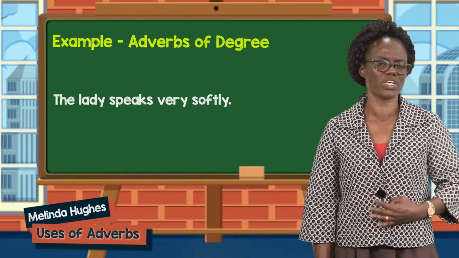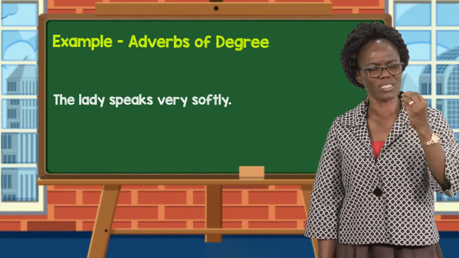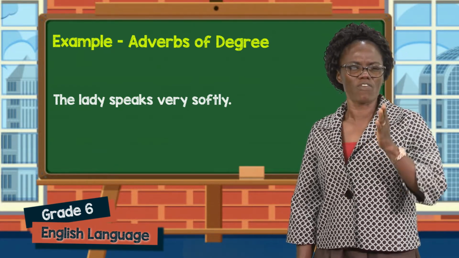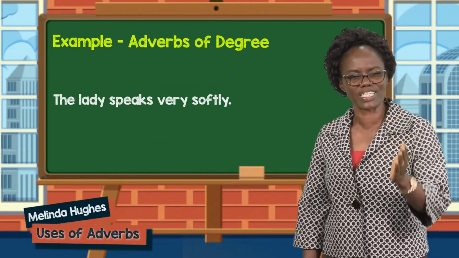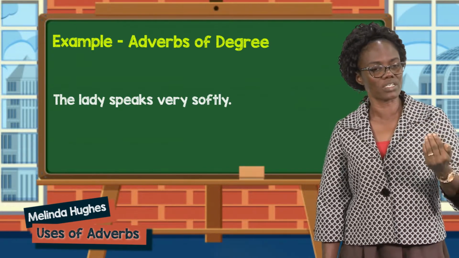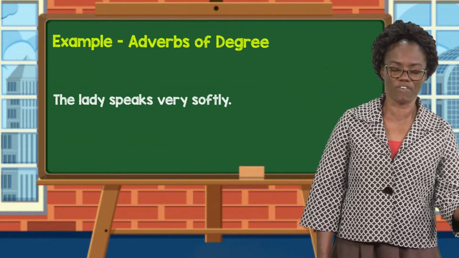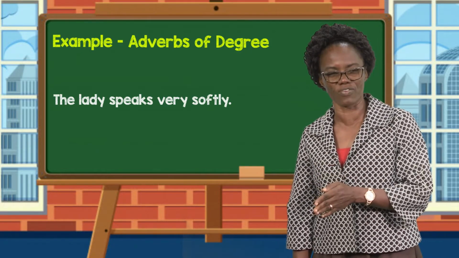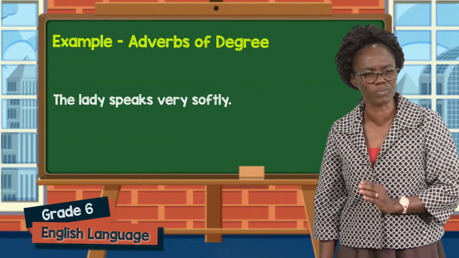So let's look at a few examples. The lady speaks very softly. As a matter of fact, this particular adverb of degree helps us to understand that another adverb is being described here. And so, like we said, adverbs not only give more meaning to verbs, but they also add more meaning to other adverbs. And this is an example. The lady speaks very softly.